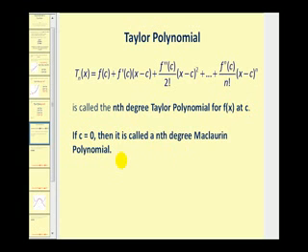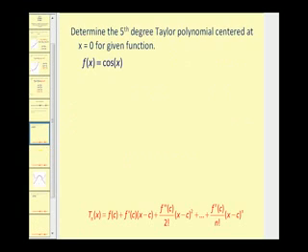Let's go and take a look at a couple examples of how this works. So for this problem, we want to determine the 5th degree Taylor polynomial centered at x equals 0 for the given function. Well, we could have called this a Maclaurin polynomial since it is centered at x equals 0. Let's go ahead and see if we can write out the formula for the degree 5 Taylor polynomial. If we want the degree 5 Taylor polynomial, we will have to go out to the 5th derivative of the given function, and then we'll have to divide by 5 factorial.